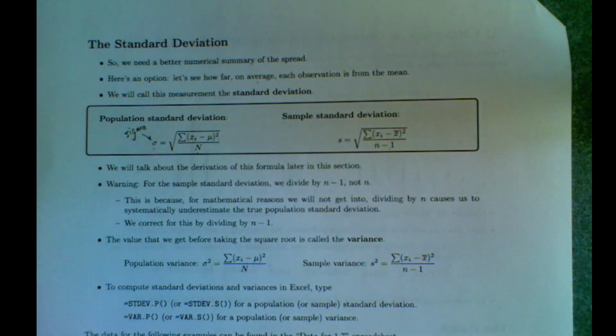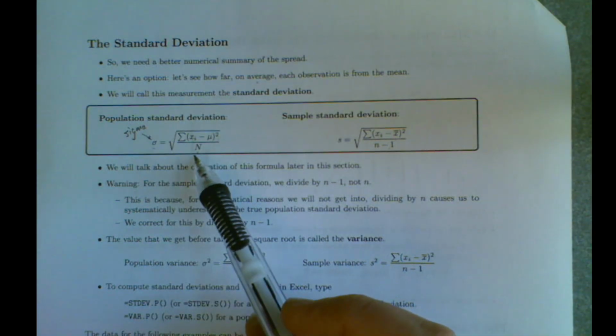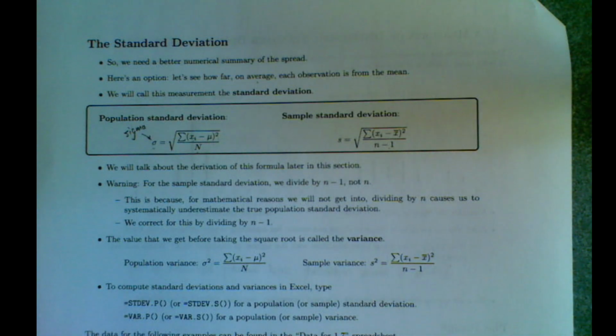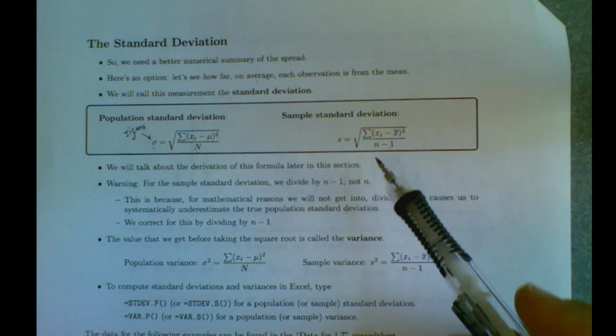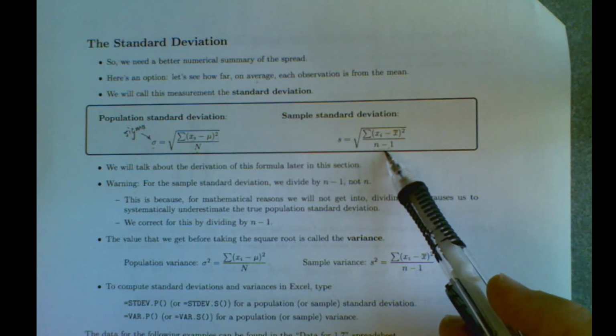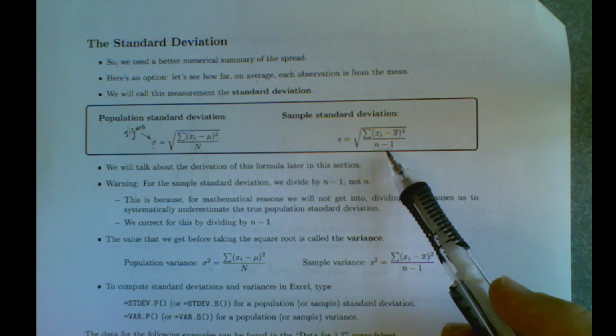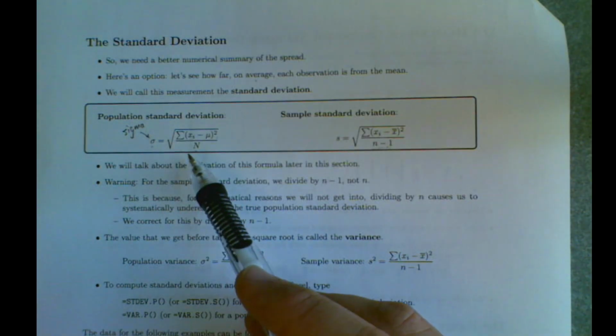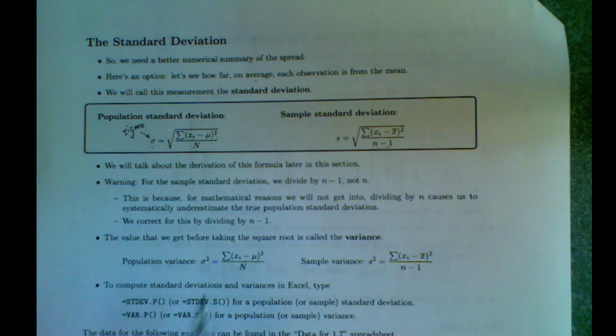We'll talk at the end of this section, for those of you who are interested, about the derivation of these formulas. For now, I would just say the reason we divide by n minus 1 for the sample standard deviation rather than just n is because if we divide by n, we will be systematically underestimating the true population standard deviation. And we correct for this by dividing by n minus 1. There are good mathematical reasons for that we're not going to get into in a ton of detail now.